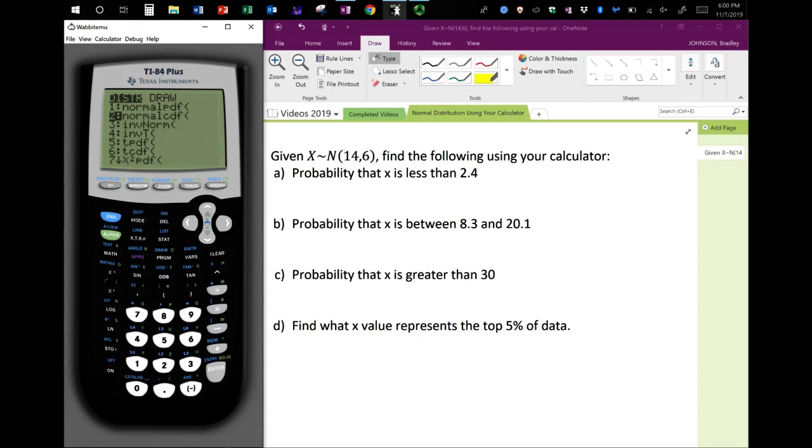Now, if you look at D, D is written a little bit differently. It's asking for an X value that represents a top 5%. Now, percent could really be translated into probability, and you could think of area under the curve. So if we were finding the X value, that's when you use what's called invnorm. This is really representing the inverse norm. You can imagine you're doing the opposite of what button number 2 did, normalcdf.